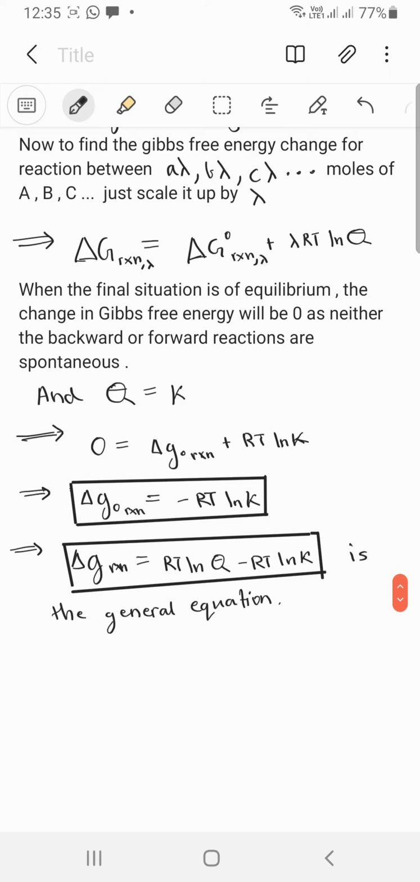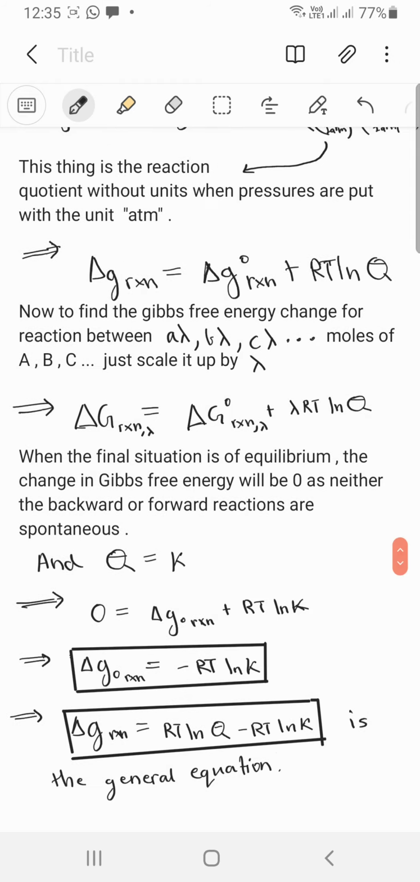Okay, sometimes this small delta G is also written as capital delta G, so that's for that particular scaling factor of 1, but it's easy to understand when that's going to happen. So that's all we need.